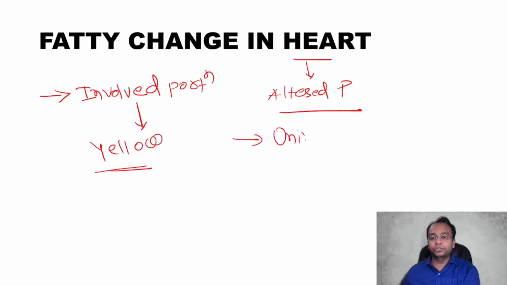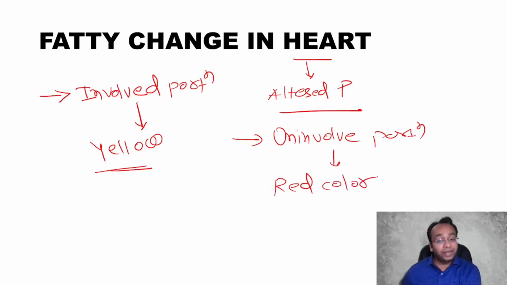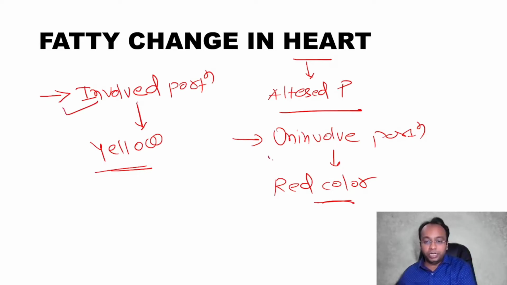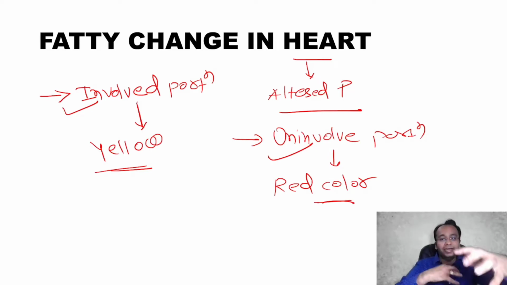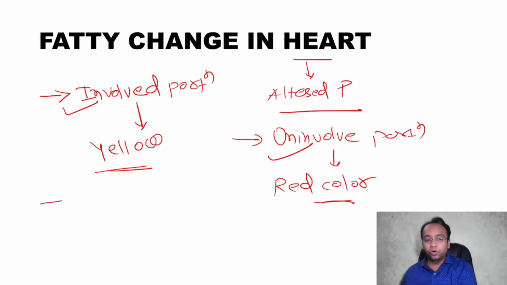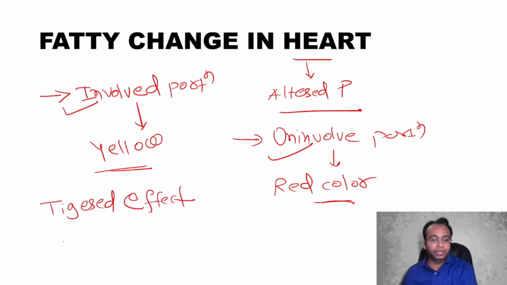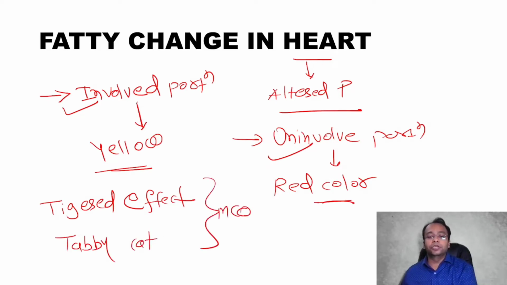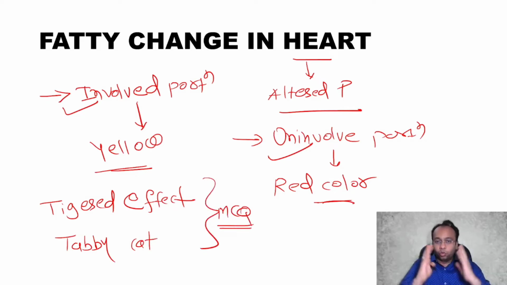While the uninvolved portion of myocardium will be red color. It's a red color because it is uninvolved. It contains the blood. So in the heart, if there is a fatty change, then there will be alternate areas of this involved portion and uninvolved portion, which will generate yellow and red color bands, which looks like a tiger effect. It is given the name tiger effect, and the another name is tabby cat effect. This is the most important future MCQ. I am suspecting that this type of MCQ will be asked in your exam.